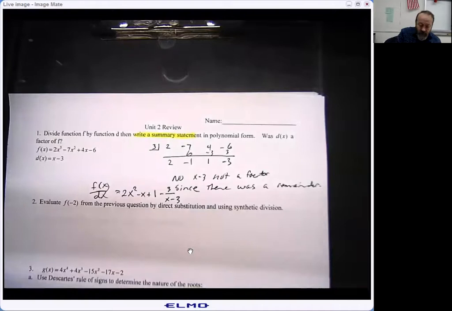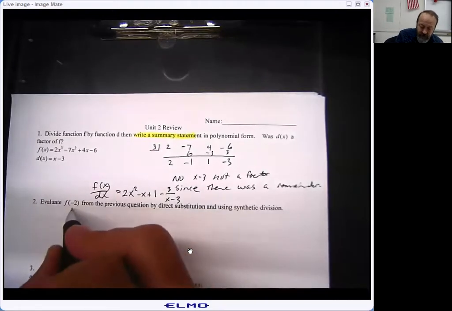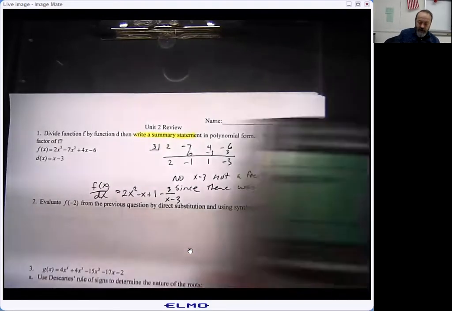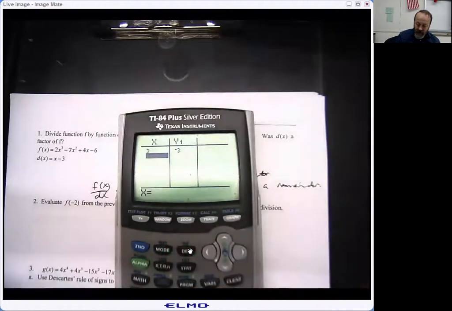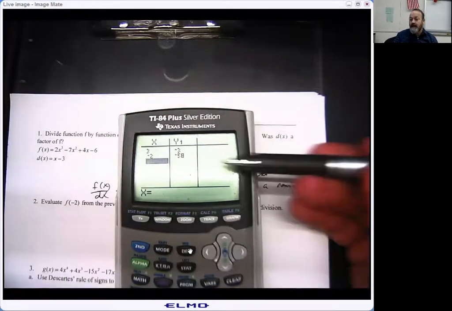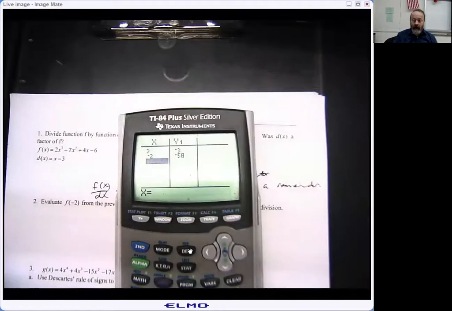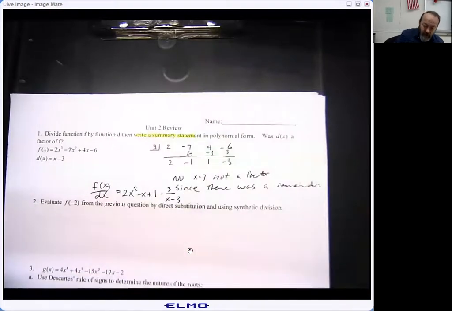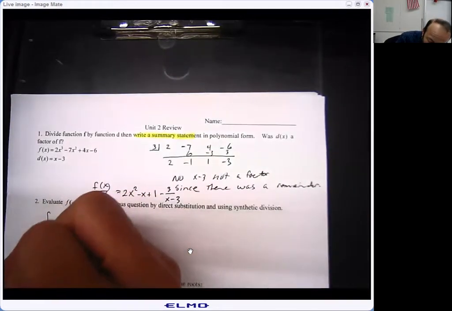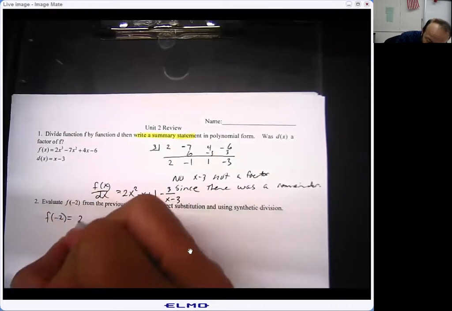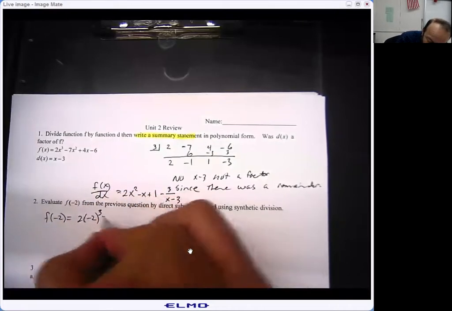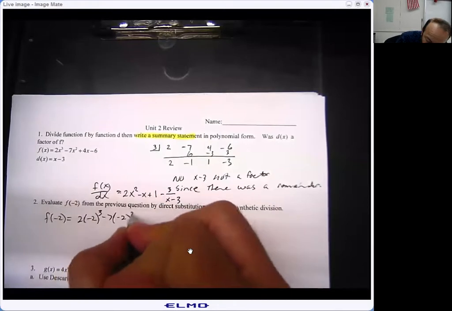Now, in question 2, it says let's do direct substitution to find out what happens when we do negative 2. I'm going to ask the question real quick on my calculator. I know negative 58 should be what I'm looking for. So let's find out what f of negative 2 is. I don't for a second think this should be a problem.